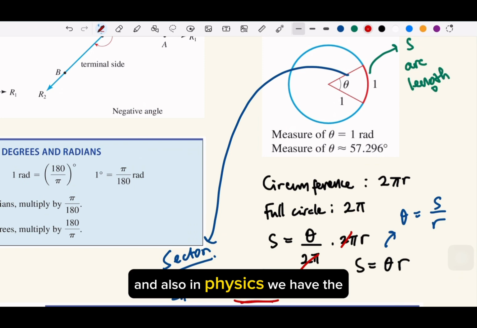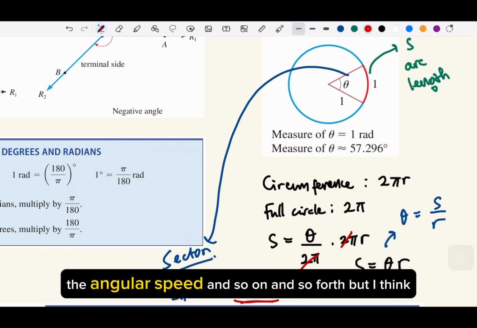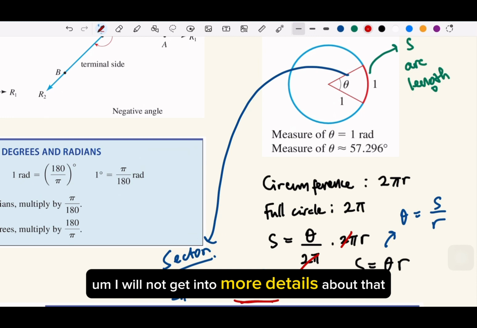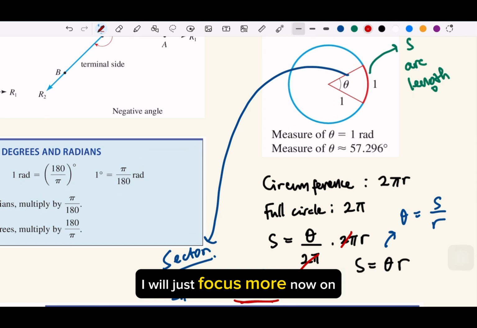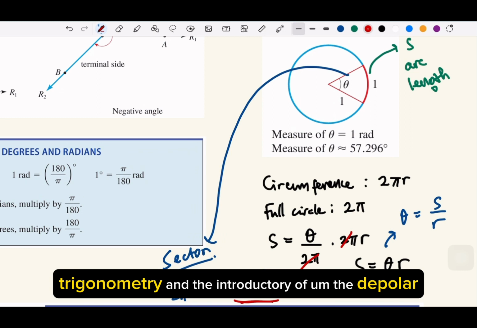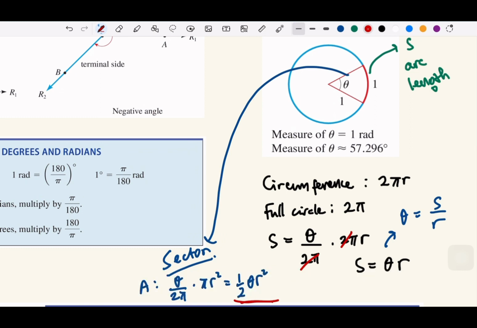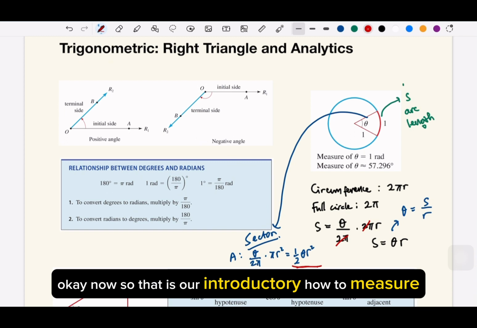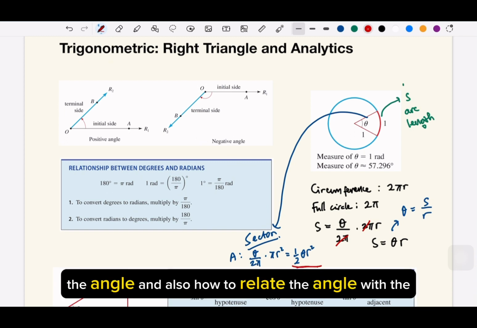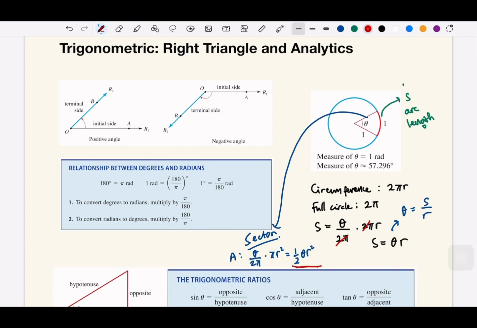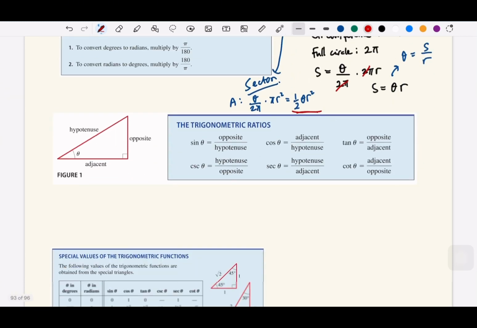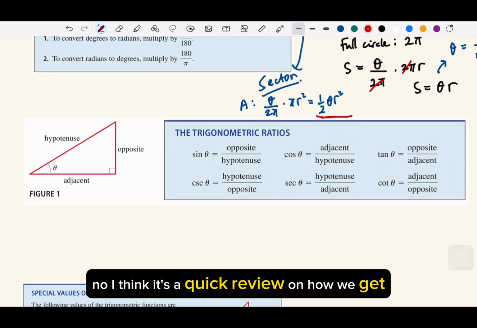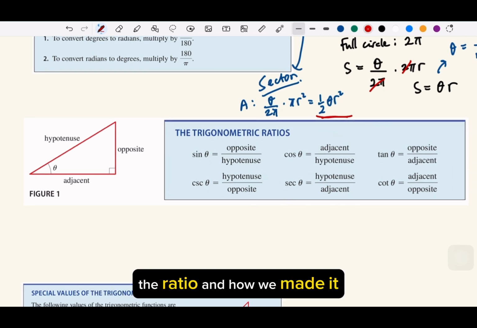And also in physics, we have the angular speed and so on and so forth. But I think I will not get into more details about that. I will just focus more now on trigonometry and the introduction of the polar. So that is our introduction, how to measure the angle and also how to relate the angle with the polar system.